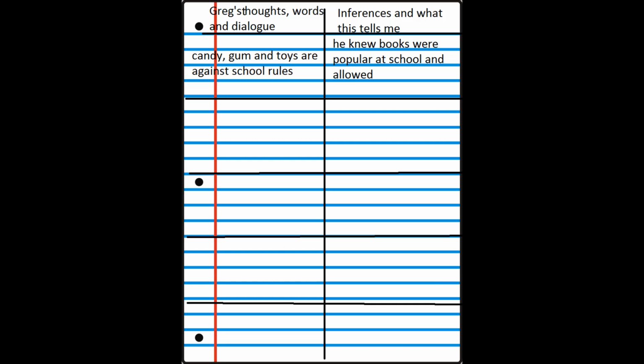Okay, so I'm going to go back in my journal and take notes on what I just read. Something that Greg said to himself was that candy, gum, and toys are against school rules. So I'm going to put that on the left side under Greg's thoughts, words, and dialogue, and I'm going to make an inference based on this. The inference that I made was that he knew books were popular at school and allowed. So I'm going to jot that in my notes. Go ahead and you do the same exact thing. Remember, try to catch those thoughts, dialogue, and actions on your own if you want, but I'll also be taking you through it if you can't catch it on your own.